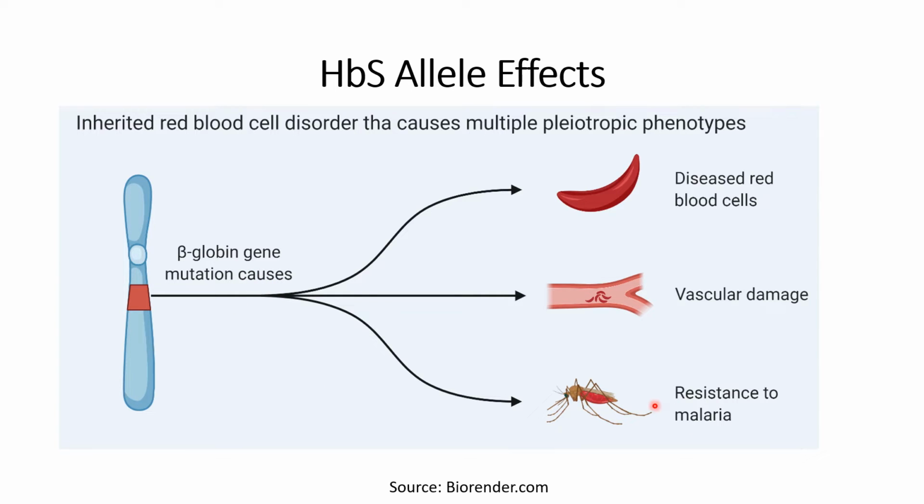So having one mutation provides that resistance to malaria to a greater degree than people who don't have it, and vascular damage and the sickling of red blood cells could occur, but this is more rare whenever only one allele is inherited.